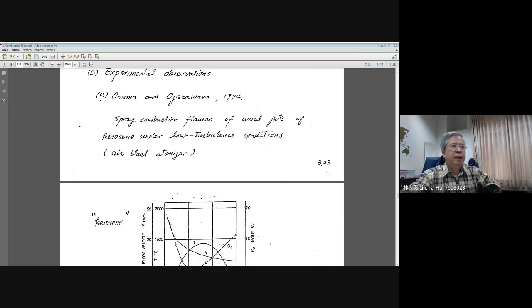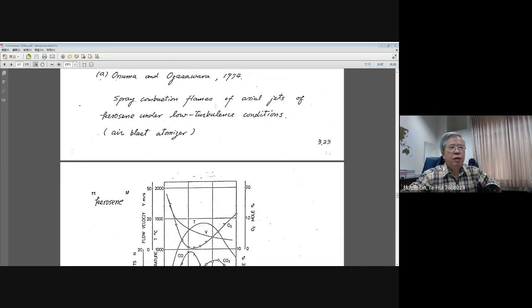Here they consider the spray combustion flames of actual jet fuel or kerosene under low turbulence conditions, using an air brush atomizer. When you look at the title, they basically tell you the well-atomized spray condition is controlled by the first one, the air brush atomizer. Air brush means you have external mixing and internal mixing, right? You use a large amount of air to produce well-atomized spray. This is the one condition.